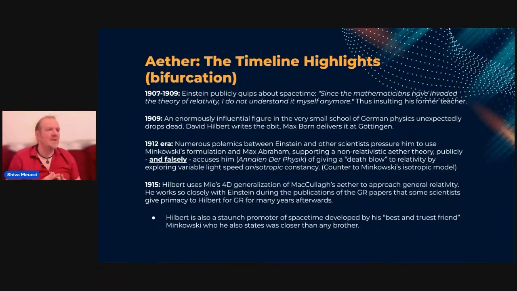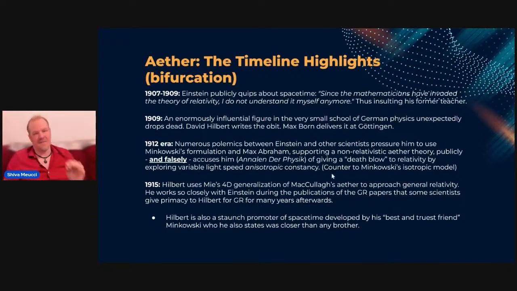So around the 1912 era, there are numerous polemics between Einstein and other scientists. These are public polemics, in other words, arguments in the public discourse. They pressure him to use Minkowski's formulation, and Max Abraham, in particular, who's supporting a non-relativistic ether theory, publicly and falsely accuses him in Annalen der Physik, the major publication at the time, of giving the death blow to relativity by exploring variable light speed or anisotropic constancy. That is counter to Minkowski's isotropic model. So he's being ridiculed. First he's pressured, then he's ridiculed.